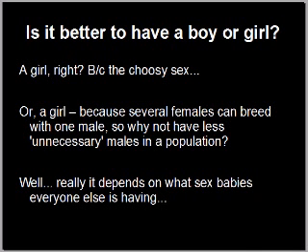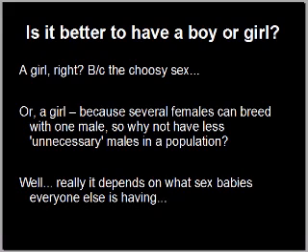So let's think about this. Is it better to have a boy or a girl? People talk about this all the time, but let's look at it from an adaptive standpoint. We talk about females being the choosy sex, so maybe it's better to have a girl. Or maybe if many females can breed with one male, then in a population you don't really need as many males, so it would be more efficient to just have fewer males.